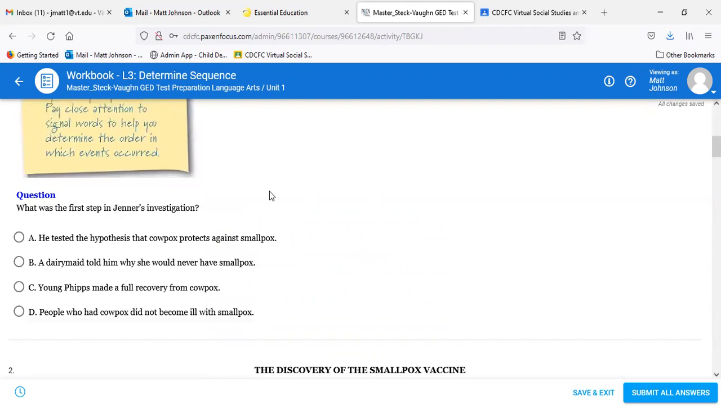Okay, so here, what was the first step in Jenner's investigation? Did he test the hypothesis that cowpox protects from smallpox? Was it a dairymaid told him why she wouldn't get smallpox? Was it Phipps that made a full recovery from cowpox, or was it people who had cowpox did not become ill with smallpox? A. B. Right before he tested the hypothesis, he got the idea because a dairymaid told him she was never going to get smallpox because she had had cowpox. So B as in boy.